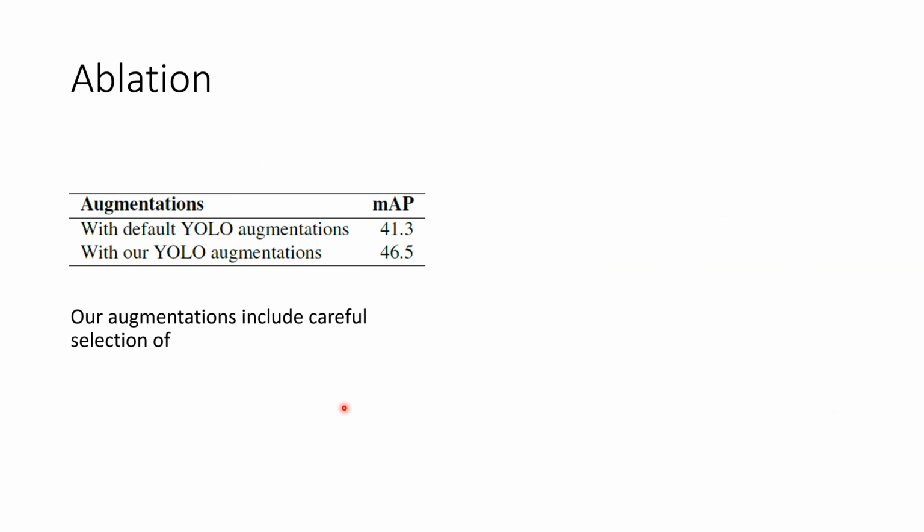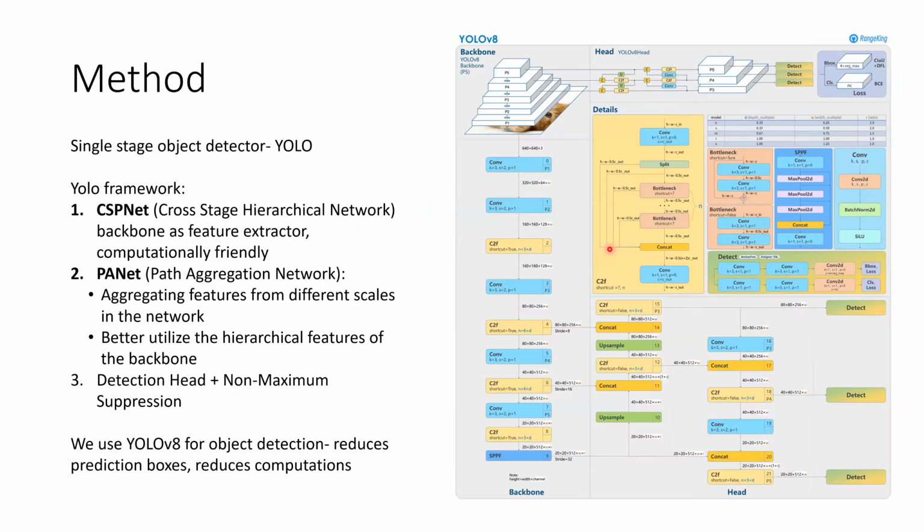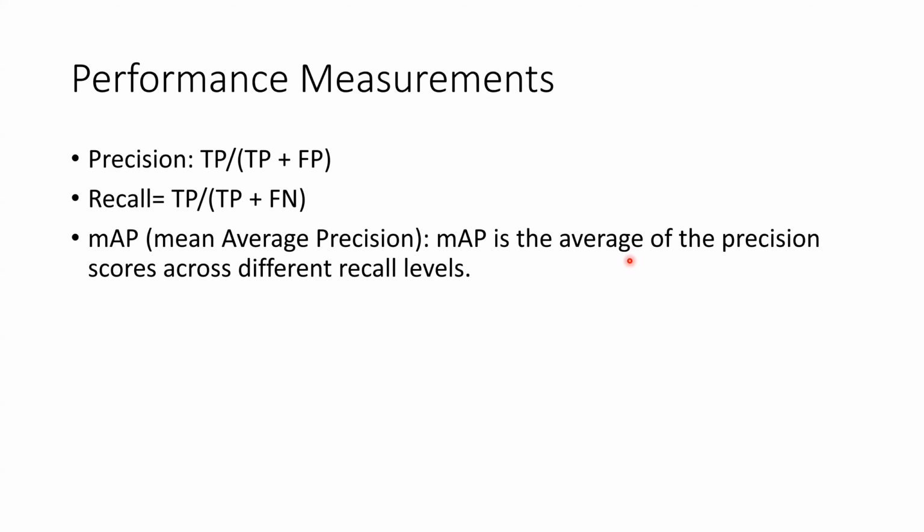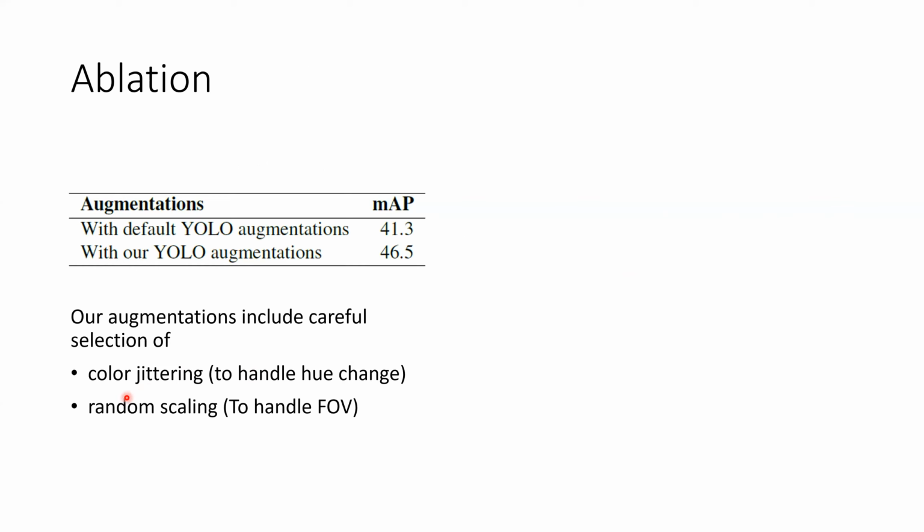So, about ablation. With the default YOLO augmentations, we were getting 41. With the carefully done augmentation, we get a 2.2%, 5.2% improvement. Our augmentation selection was mainly because of the color jittering, from the high cost machine to the low cost machine. Actually, I'll cover that in the result section. It was because of color jittering and scaling, because the low cost machine has a slightly different field of view. So random scaling has a very significant role.